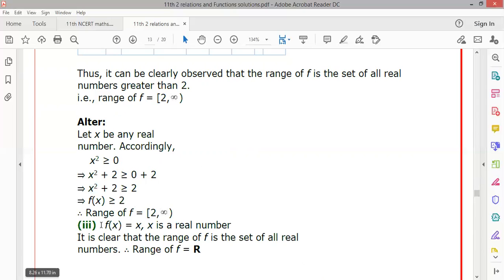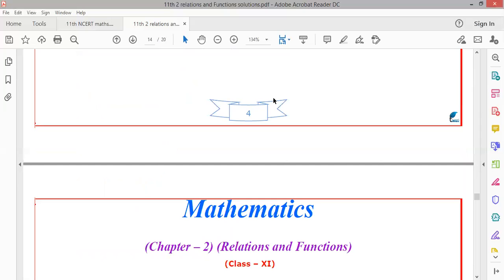Next, very simple, the function f of x is equal to x. It's very clear that for all values of x, you will get a value f of x, in fact the same value. So whatever the domain value is, that is the value of the range. So the domain is R, and so the range is also R. This way we concluded this exercise based on the concept of functions.